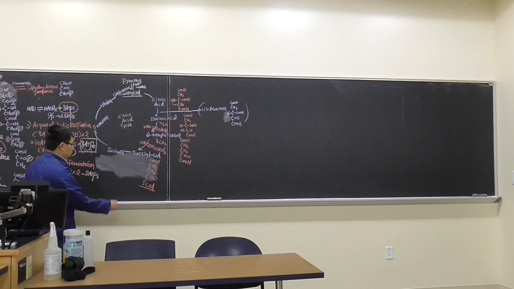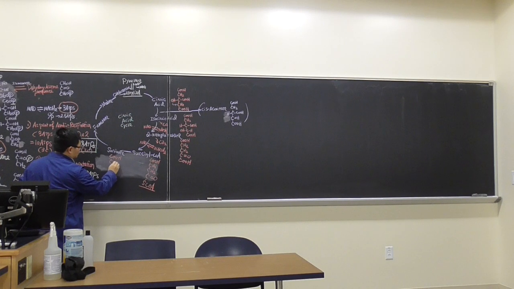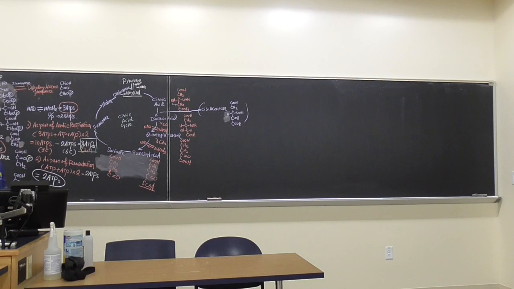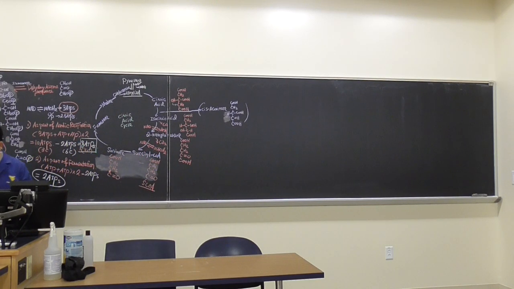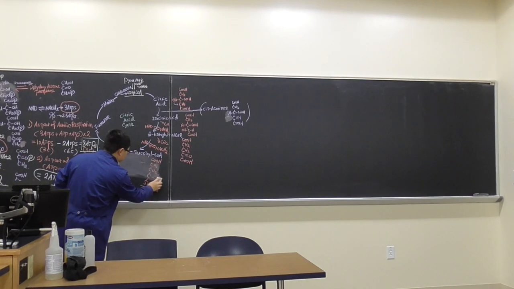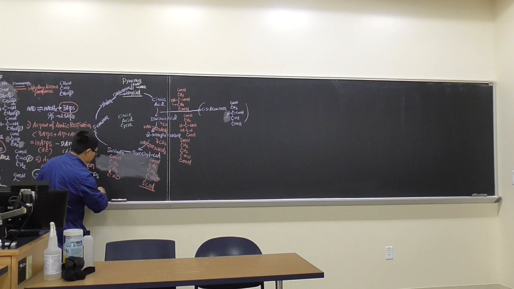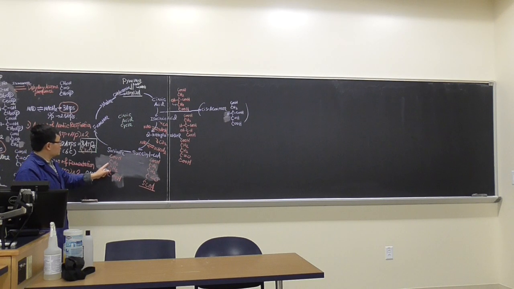Okay, succinyl-CoA becomes succinate. What does succinate look like? COOH, CH2, CH2, then COOH, just like this. Sorry. This guy is CH2, CH2. Succinyl-CoA, alpha-ketoglutarate. Succinyl-CoA then becomes CH2, CH2, C. This is correct. Then it's COOH. Okay, that's succinate.